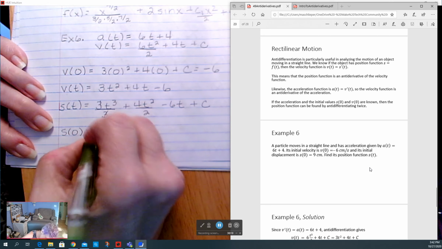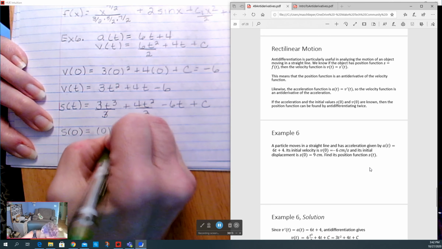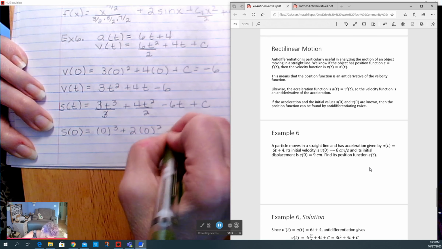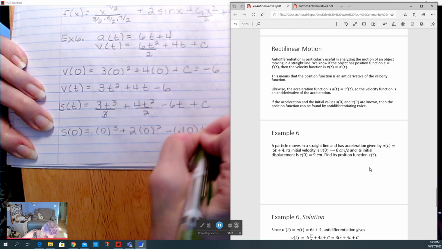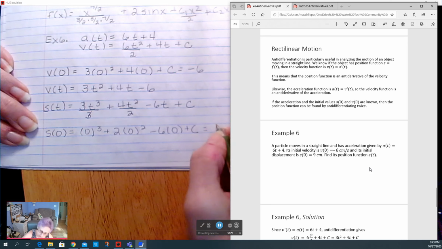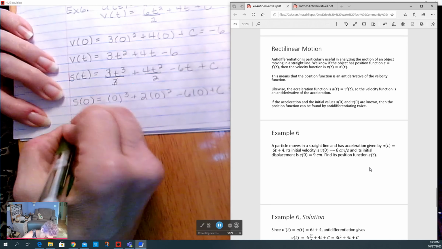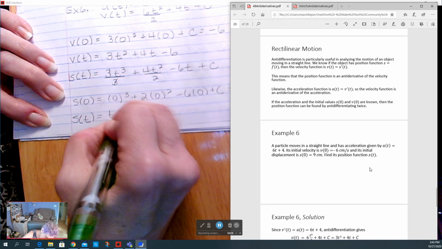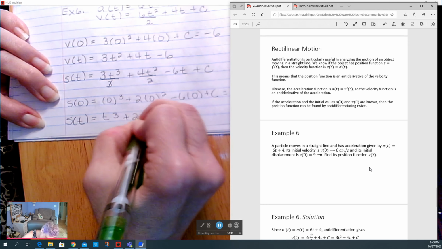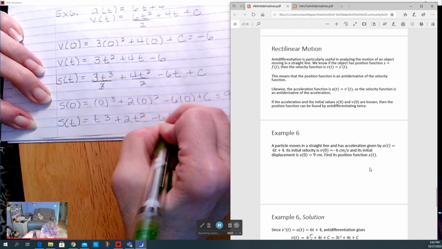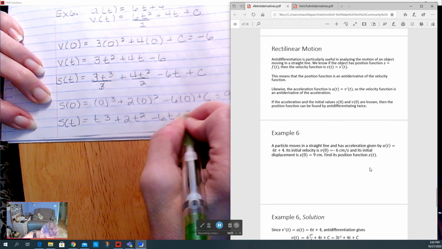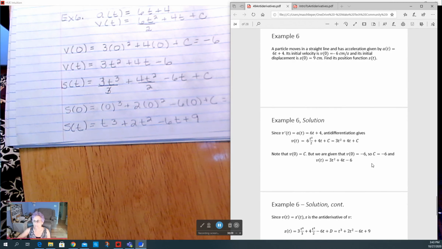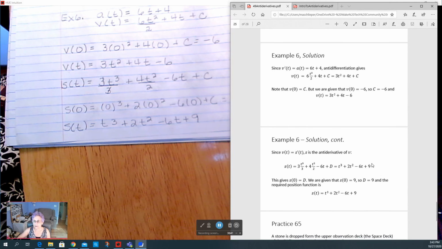That cancels with that. I have 0 cubed. 2 goes into 4 twice. Equals 9. So my position function in all its glory, t cubed plus 2t squared minus 6t plus 9. And there be the pretty answer.